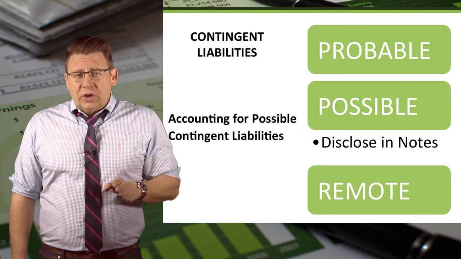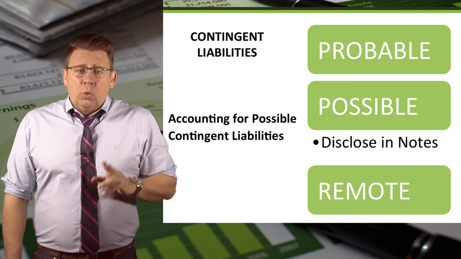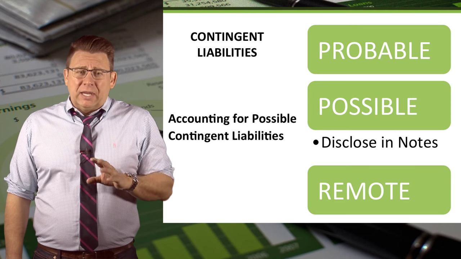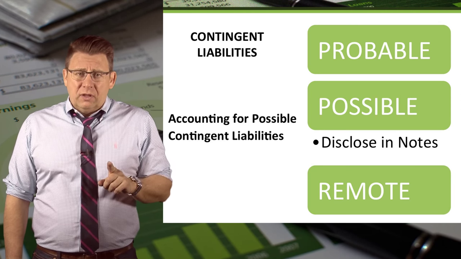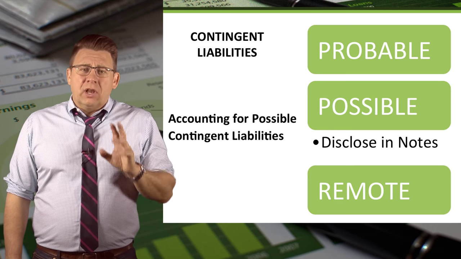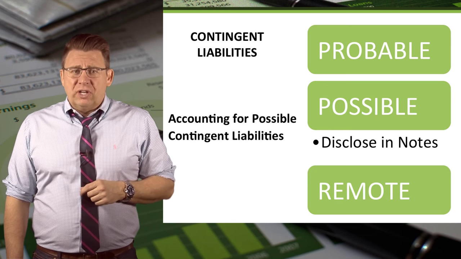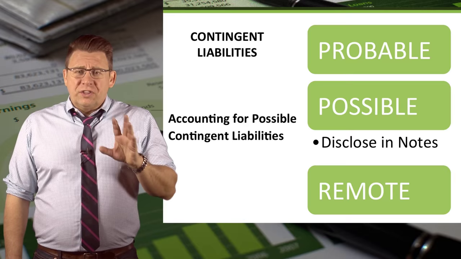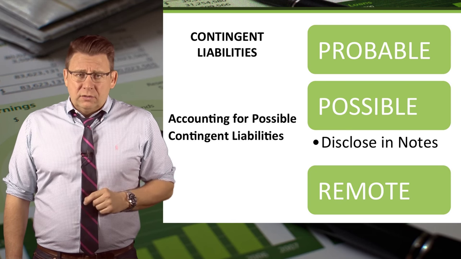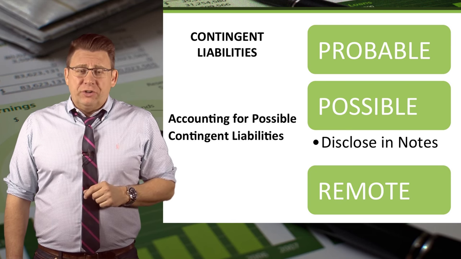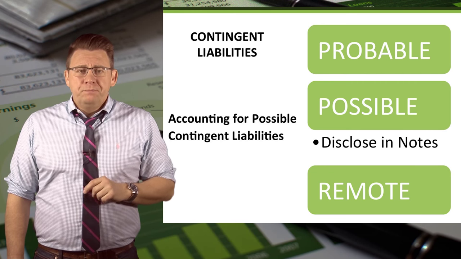When the likelihood that a contingent liability will become an actual liability is possible, then we need to disclose the details of the contingent liability in the notes to the financial statement only. We do not make a journal entry to record a liability.